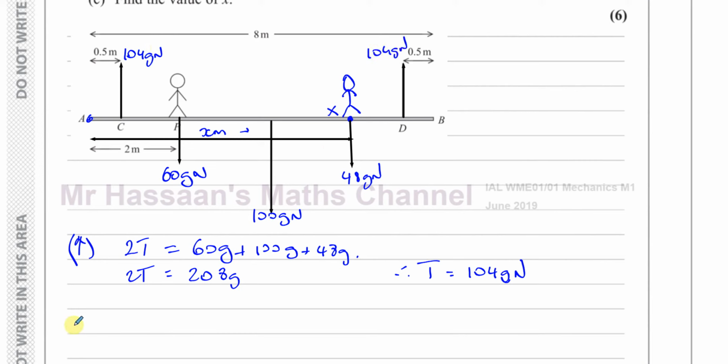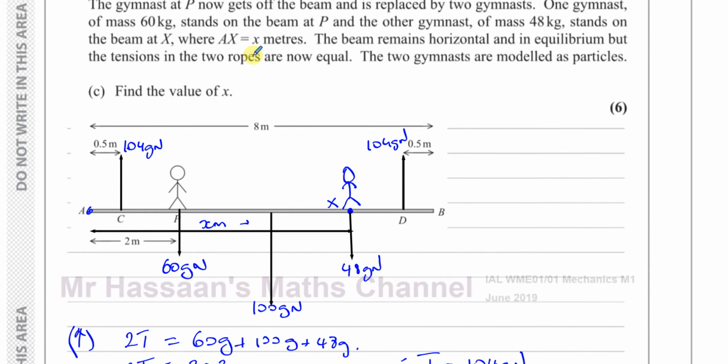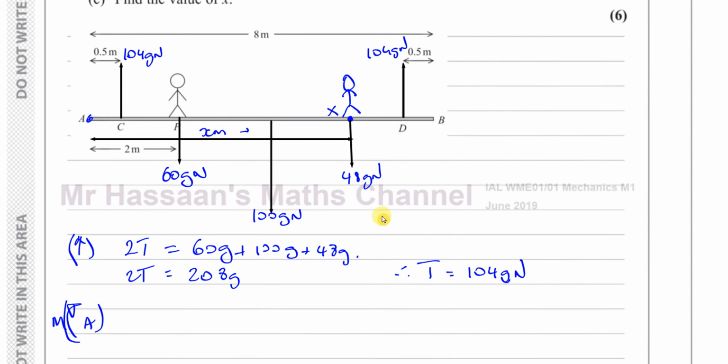So now we can take moments about A. Why am I taking moments about A? I can take moments about anywhere I want to. But I want to take moments about A because the distance we're trying to find is the distance from A to X. So that will just give me my answer straight away.